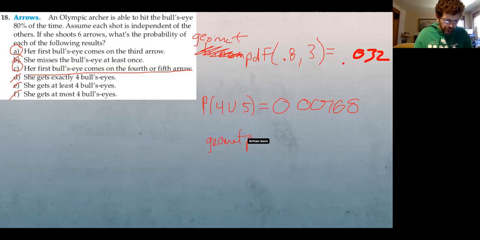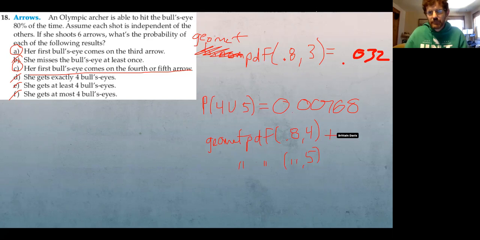PDF of 4 and 5. Anyways, sorry about that. You can do it for 4 and 5 and then just add them after the fact, or you could just plug it in your calculator and add them both at the same time. But whatever the case, that's really what you're doing right there. Any questions on this one?